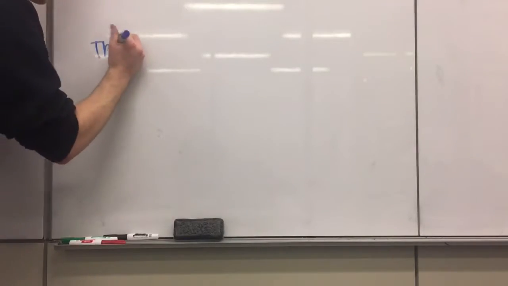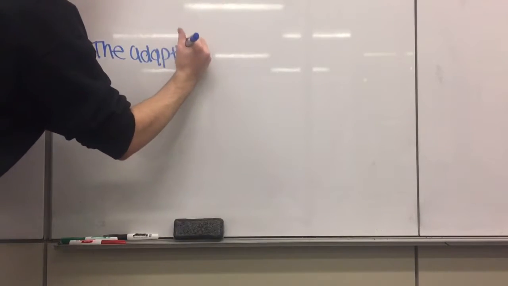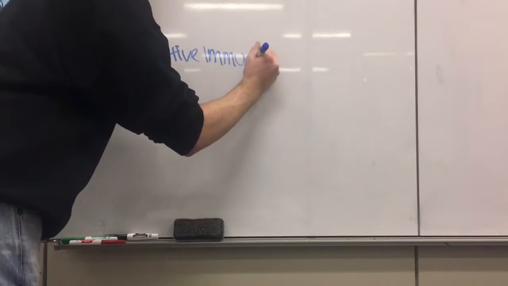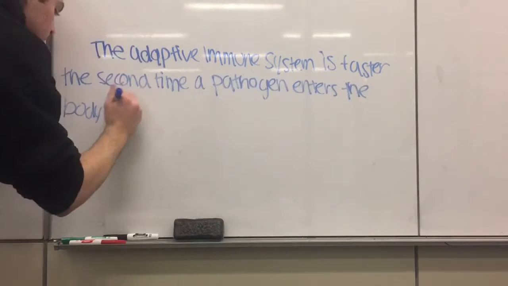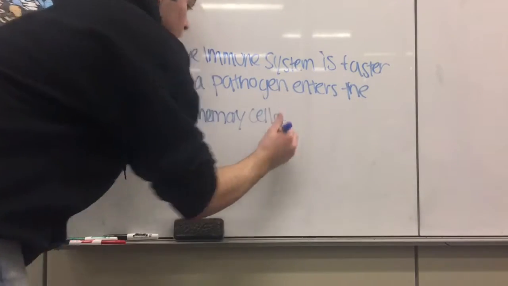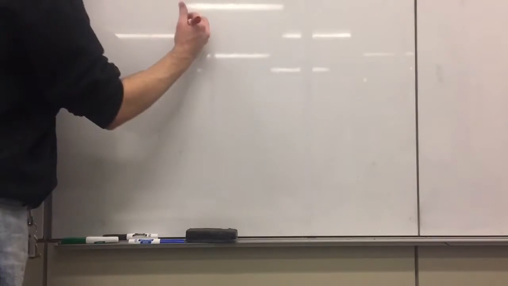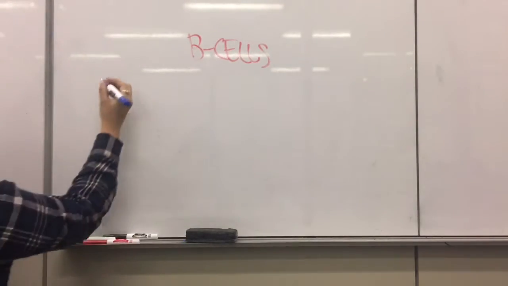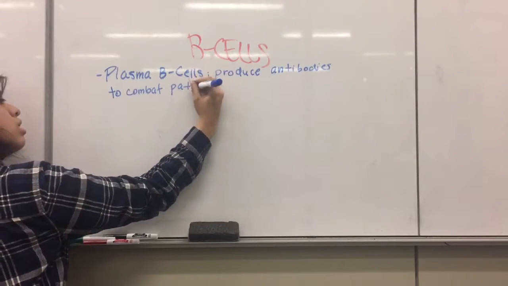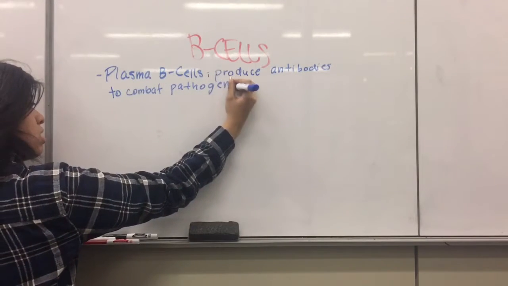The adaptive immune system is a lot faster the second time that same pathogen enters the immune system. This is due to memory cells. Memory cells remember for faster attack, hence the name memory. Plasma B cells produce antibodies to combat pathogens.